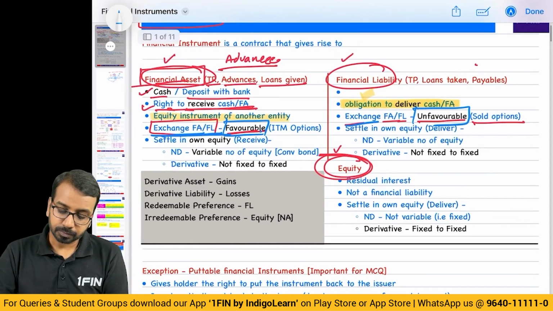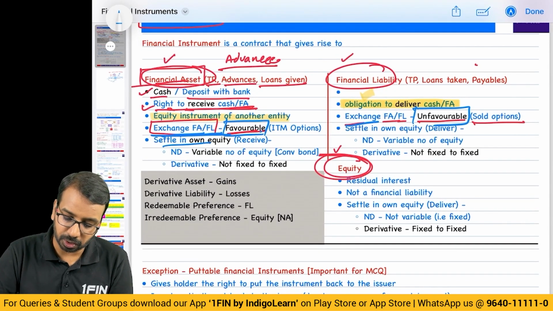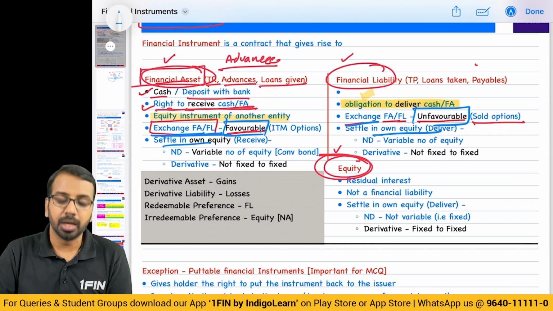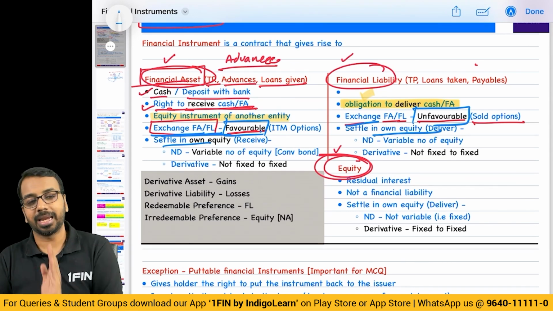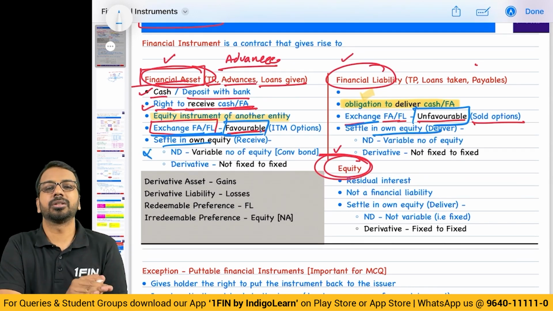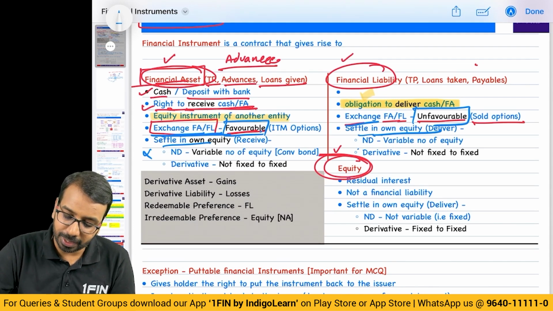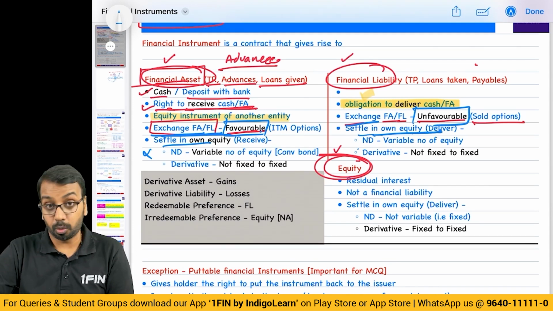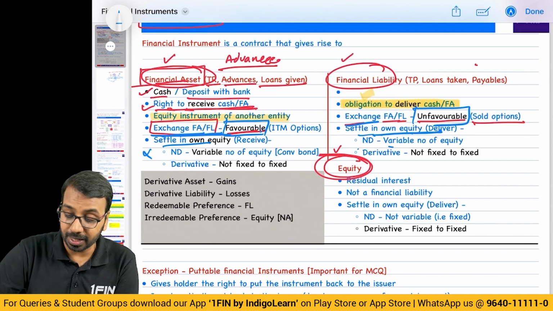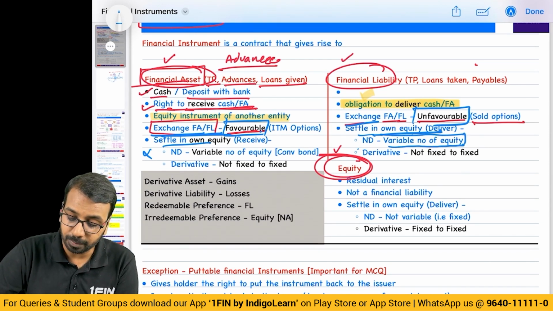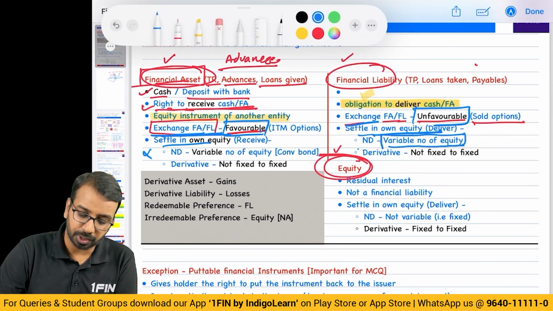Then there is something on settlement in own equity on both the financial asset and financial liability side. This is not much relevant for the exam. Here what you need to understand is, if the settlement in own equity is out of a non-derivative contract and a variable number of equity shares are to be issued. So this is what is important.